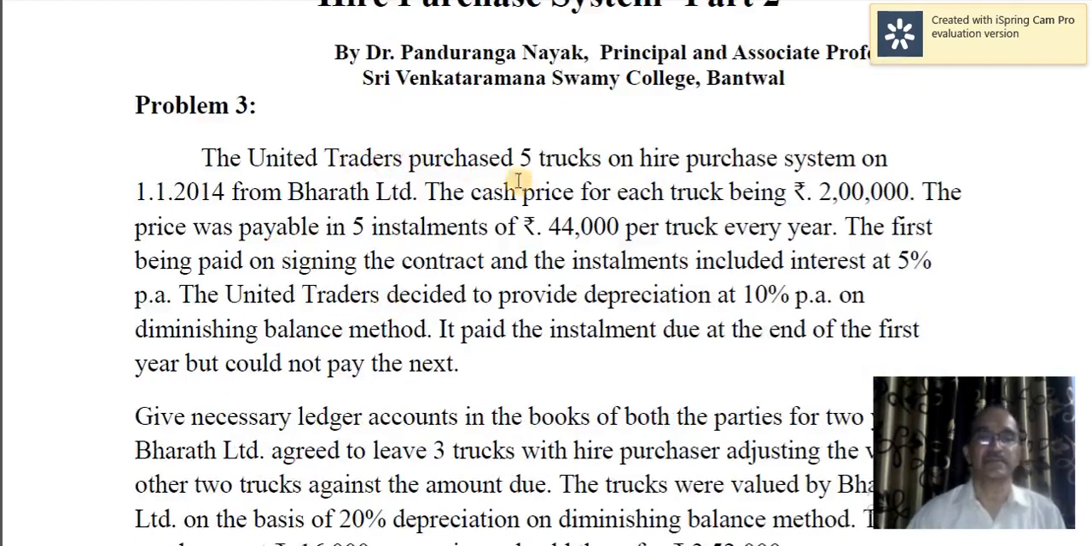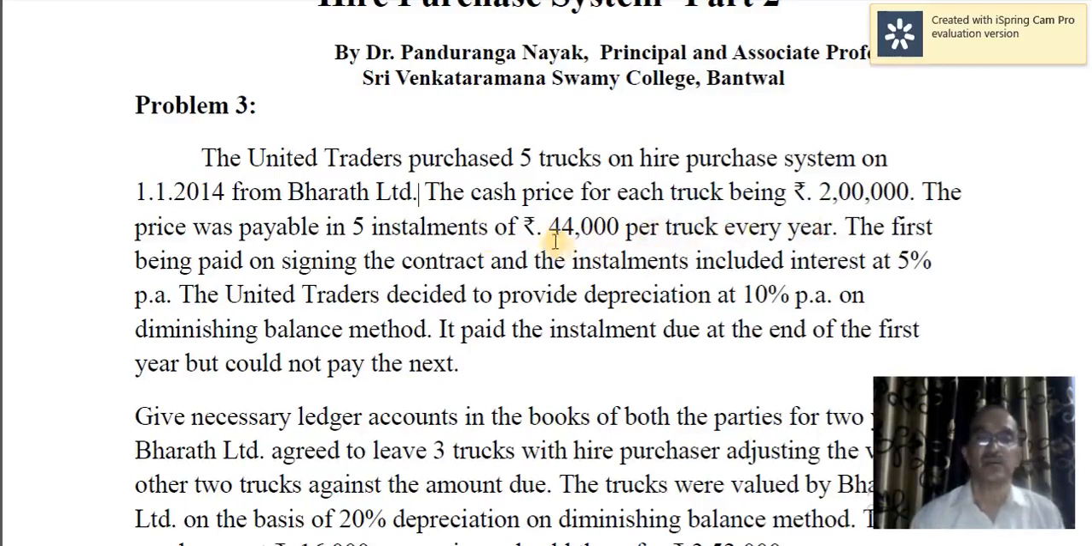United Traders purchased 5 trucks on hire purchase system on 1/1/2014 from Bharat Limited. So United Traders are the hire purchasers and Bharat Limited is the hire vendor. Cash price of each truck is 2 lakh. So 5 trucks into 2 lakh, 10 lakh is the cash price of 5 trucks. The price was payable in 5 installments of 44,000 per truck every year.